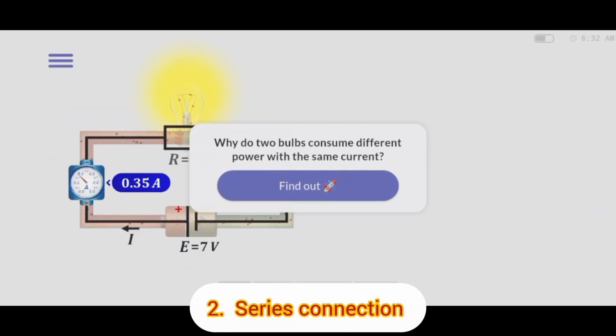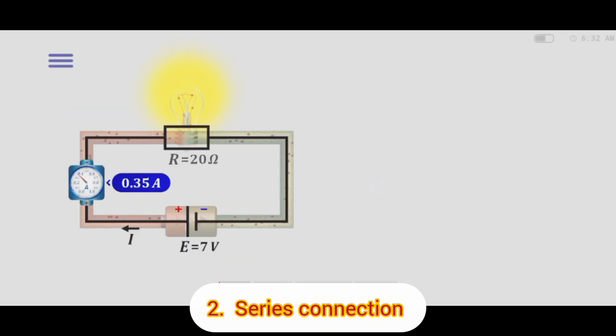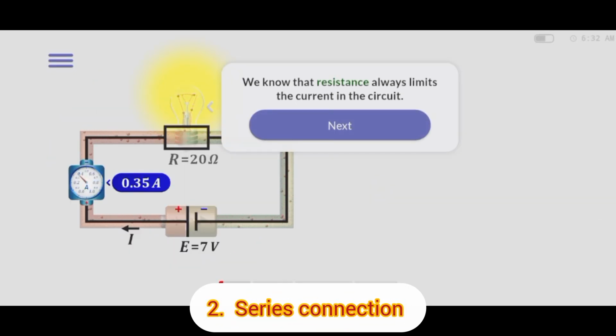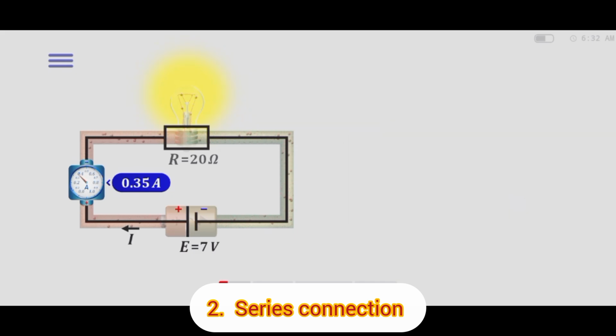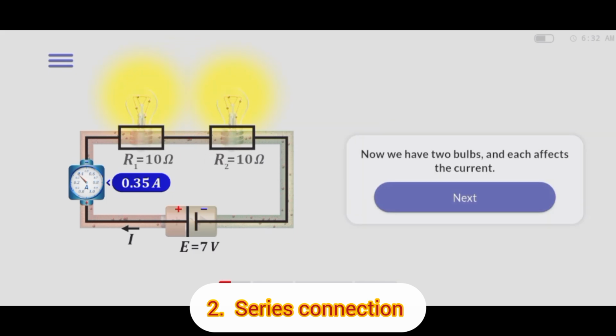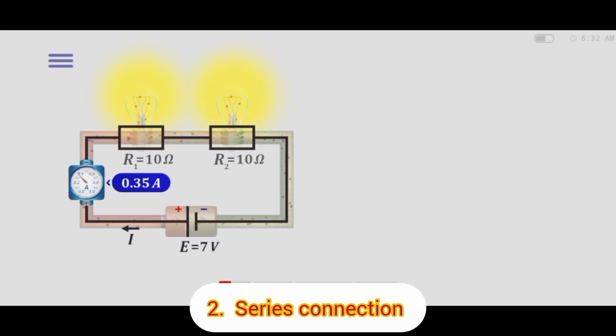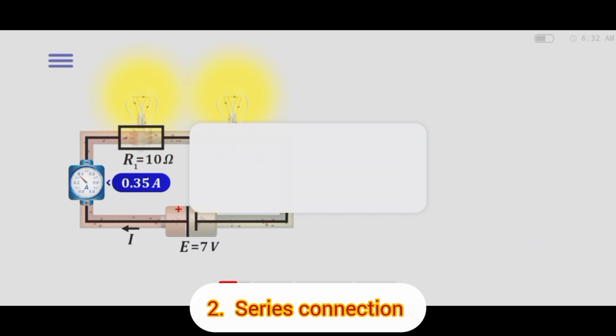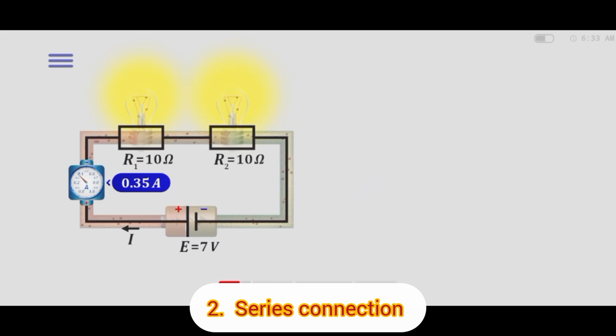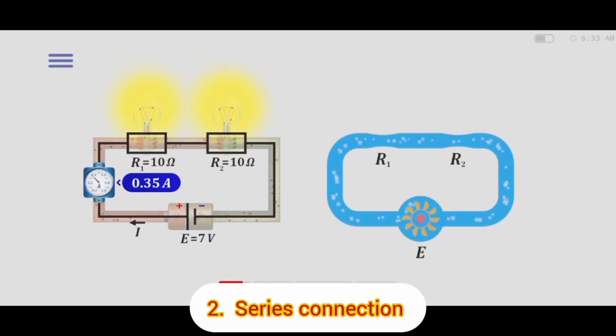Why do two bulbs consume different power with the same current? We know that resistance always limits the current in the circuit. Let's split one bulb into two with equal resistances. Now we have two bulbs and each affects the current. Change the resistance of the bulbs to see how the current changes.